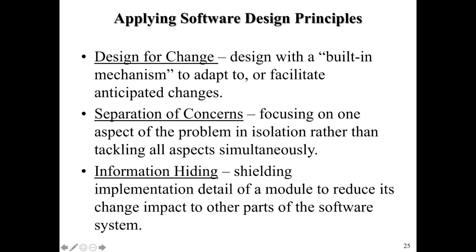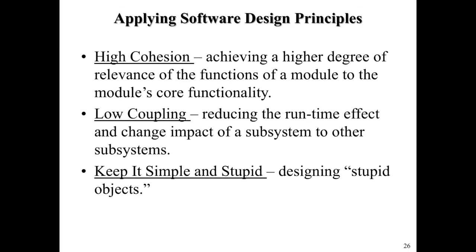Separation of concerns. The problems or the functions or the tasks you should allocate separately to different objects, and there should be no overlapping of the concerns among the objects. Information hiding. This is the basic principle of object orientation, that the information of each object is hidden inside the object. You keep it private and you provide public methods to set and access that information. High cohesion. This is another very important target. Low coupling, and you always try to keep your objects simple and stupid.